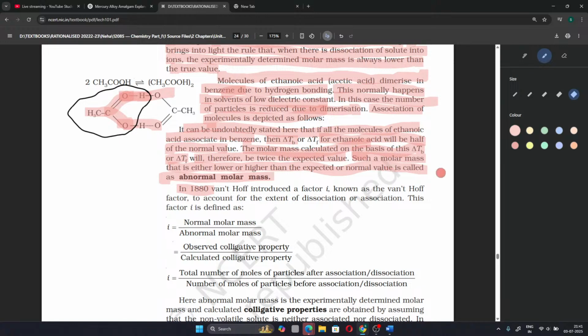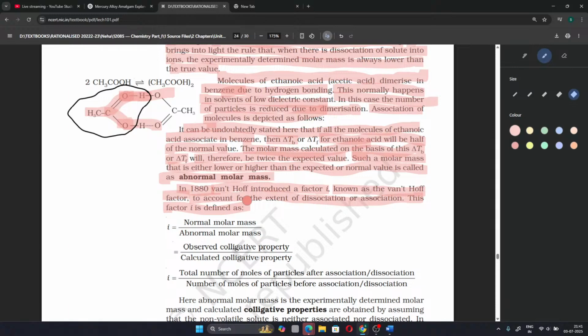For normal, if we calculate, the molar mass will be twice the actual value. This is abnormal molar mass. In 1880, Van't Hoff introduced the Van't Hoff factor, denoted by i, to account for the extent of dissociation or association.